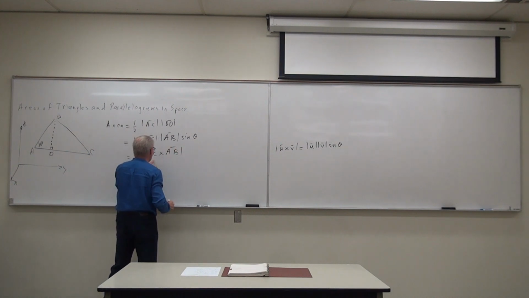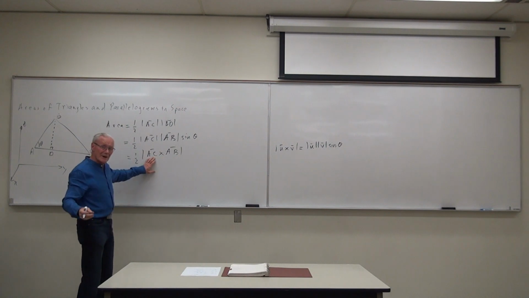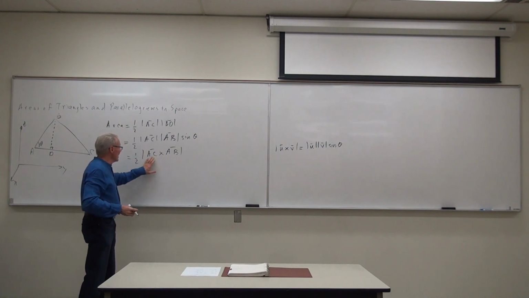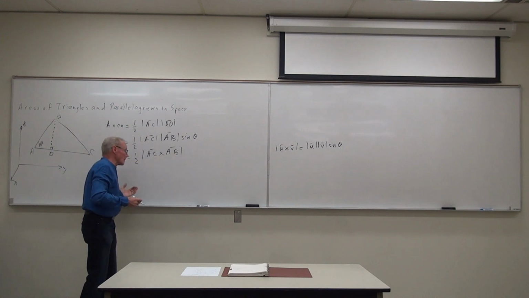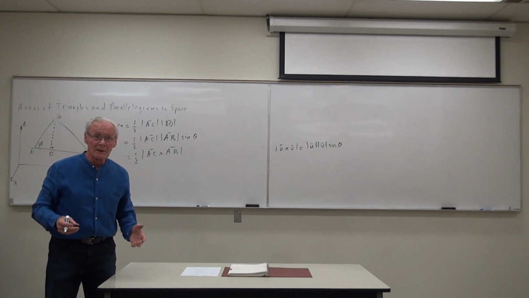And I know that I can find. Since I know the coordinates of A, B, and C, I can find that vector, I can find that vector, I can cross those vectors, and I can find the length of that vector, multiply by half, and I would be done. So let's take an example.